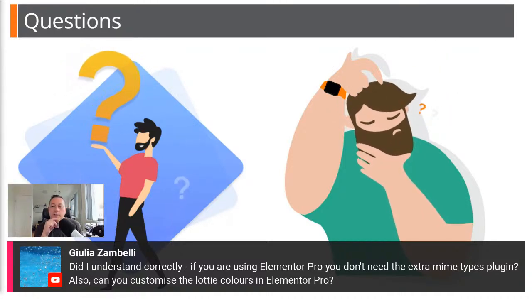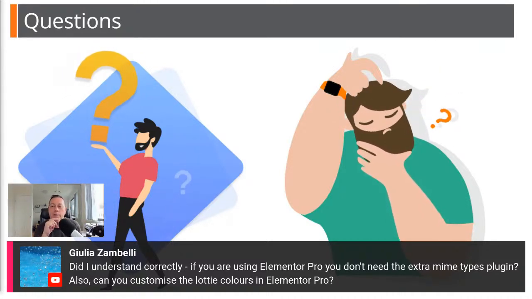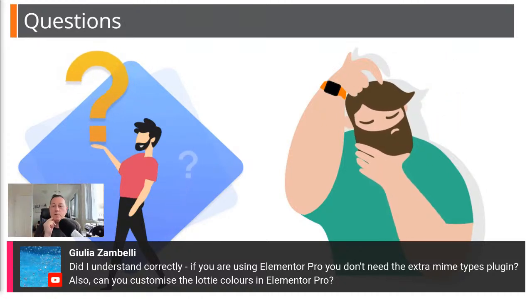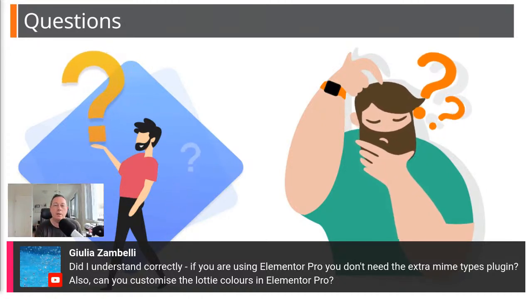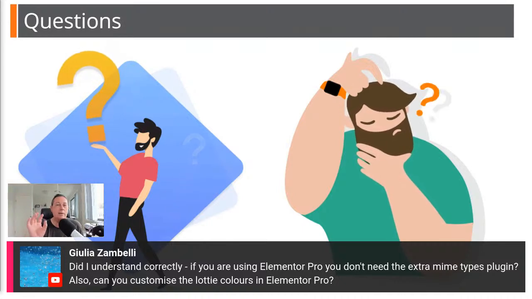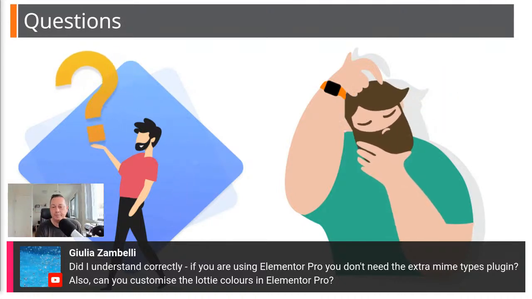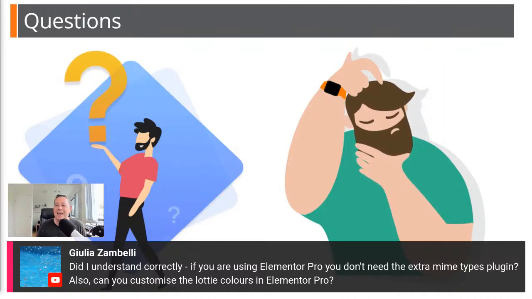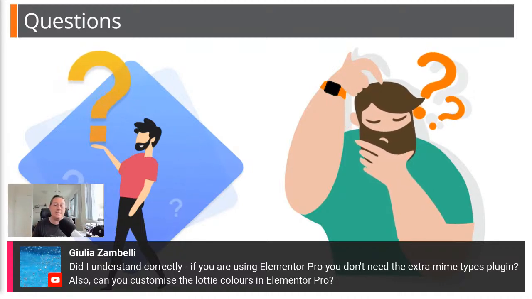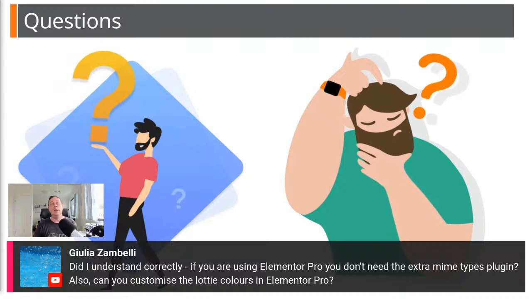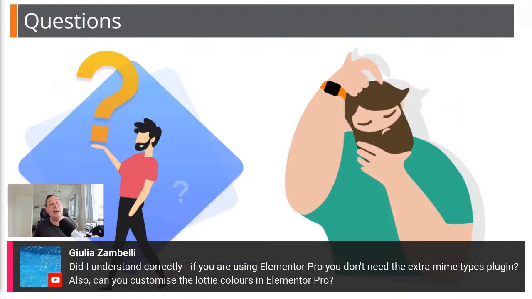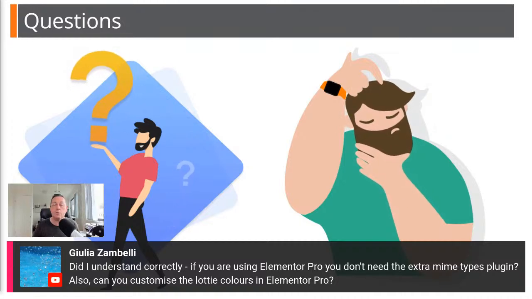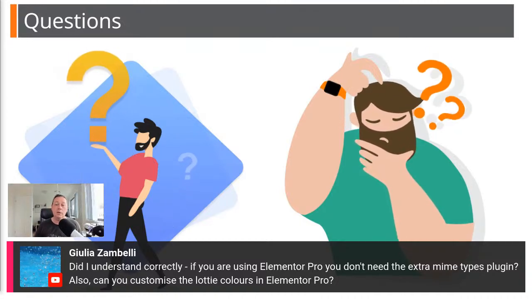Do I understand correctly? If using Elementor Pro, you don't need the extra MIME types plugin. That's correct. If you're just using Elementor Pro, then that little element handles all the uploads for you. And can you customize the Lottie colors in Elementor Pro? You can't actually. So the animations are kind of set as they are. Well, I'm saying you can't. Actually, you could, but not within the Elementor Pro element. So it's going to have to be done at the CSS level.